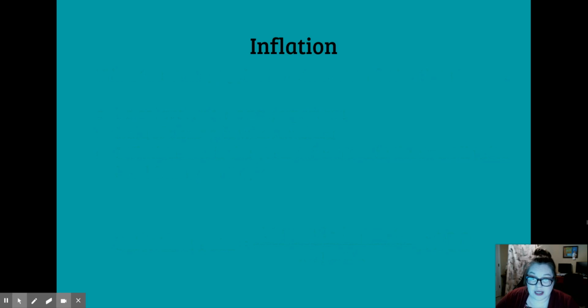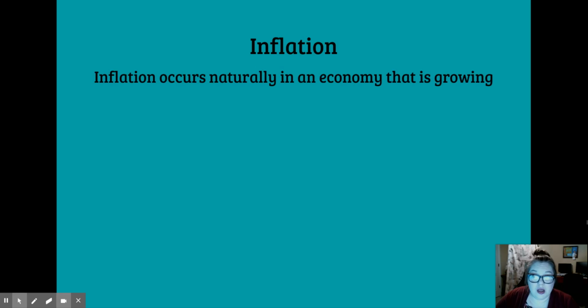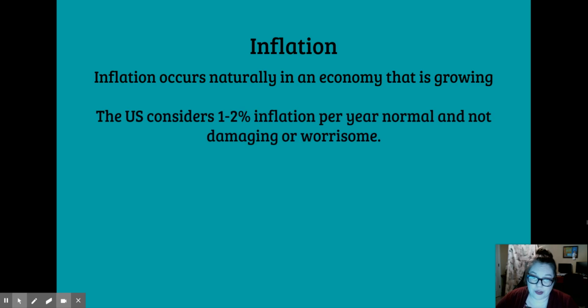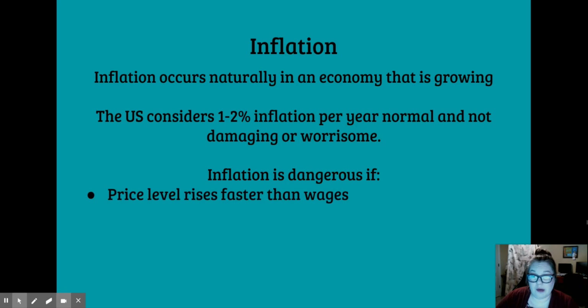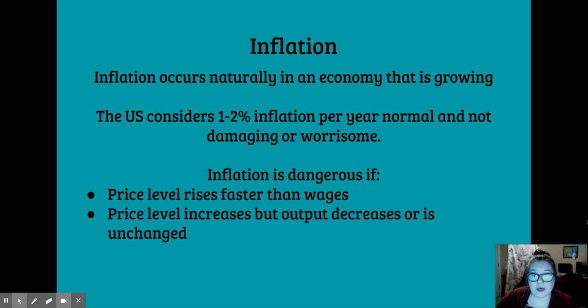Now, inflation is not necessarily a bad thing, as long as it changes slowly. It's a naturally occurring thing in an economy that's growing and hiring more workers and paying more wages. We want inflation to be about 1 to 2% per year, which is about the same rate as regular wage increases. Inflation can be damaging to the economy if it increases faster than the nominal wage, or if prices rise while output remains the same.